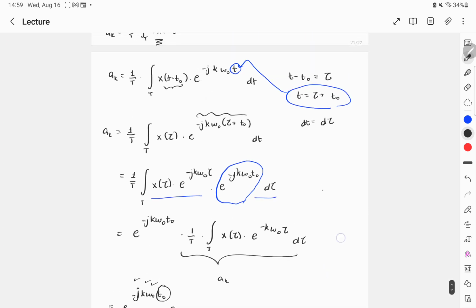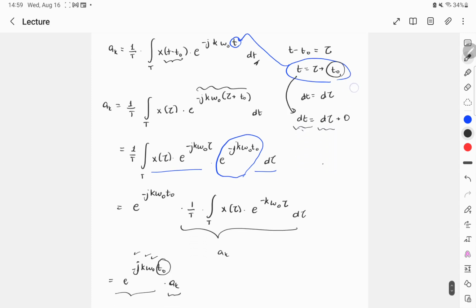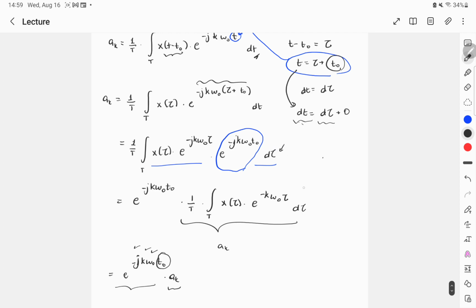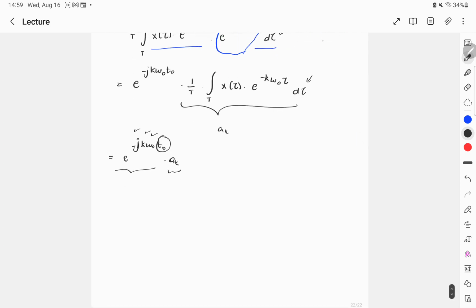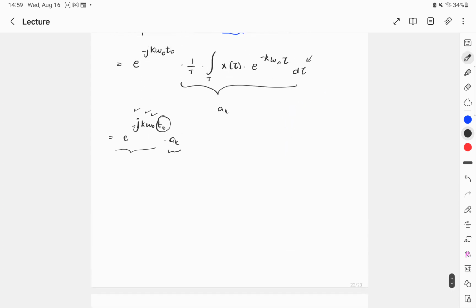I also wanted to emphasize that here we have dt, and by taking the derivative of both sides, dt equals d tau plus 0, because t0 is a constant, so dt and d tau are the same. That's why after this part I wrote d tau here. I just wanted to emphasize this, as I forgot in the previous part that I was explaining.